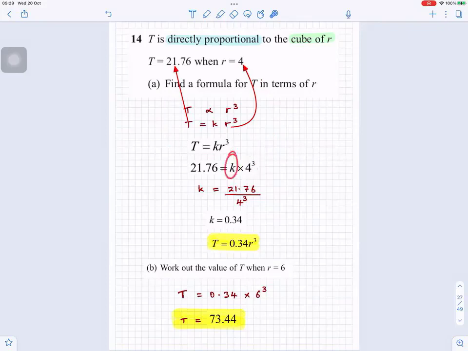So K is given by, you divide by 4 cube. And K would be 0.34. So your equation is T is equal to 0.34 R cube. Work out the value of T when R is 6. So you substitute 6 there. 6 cube times 0.34 gives you 73.44.